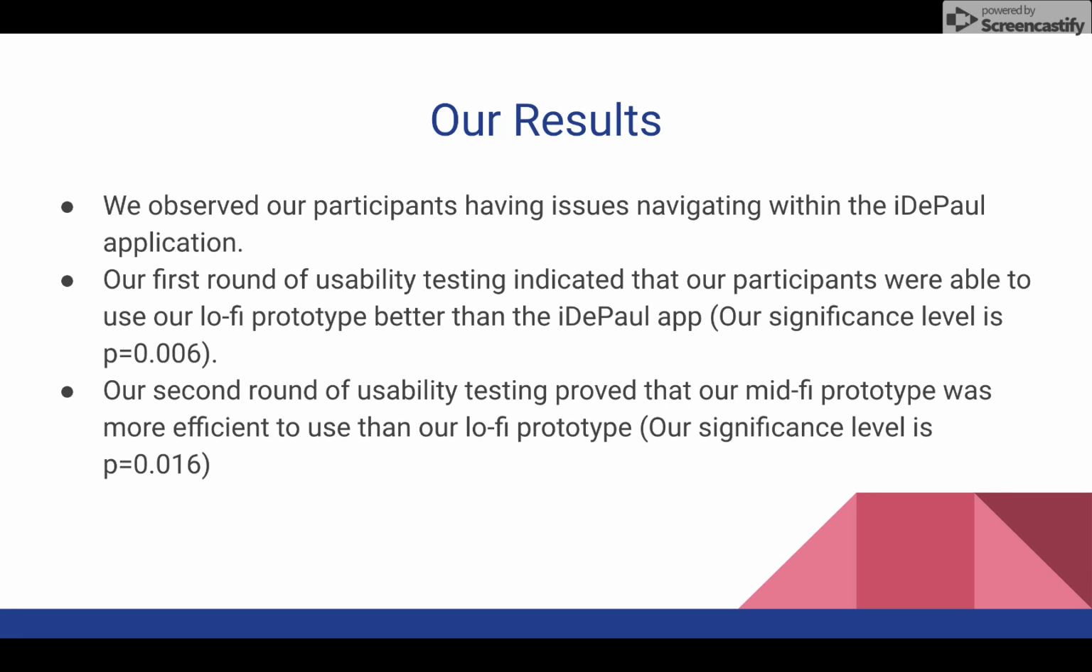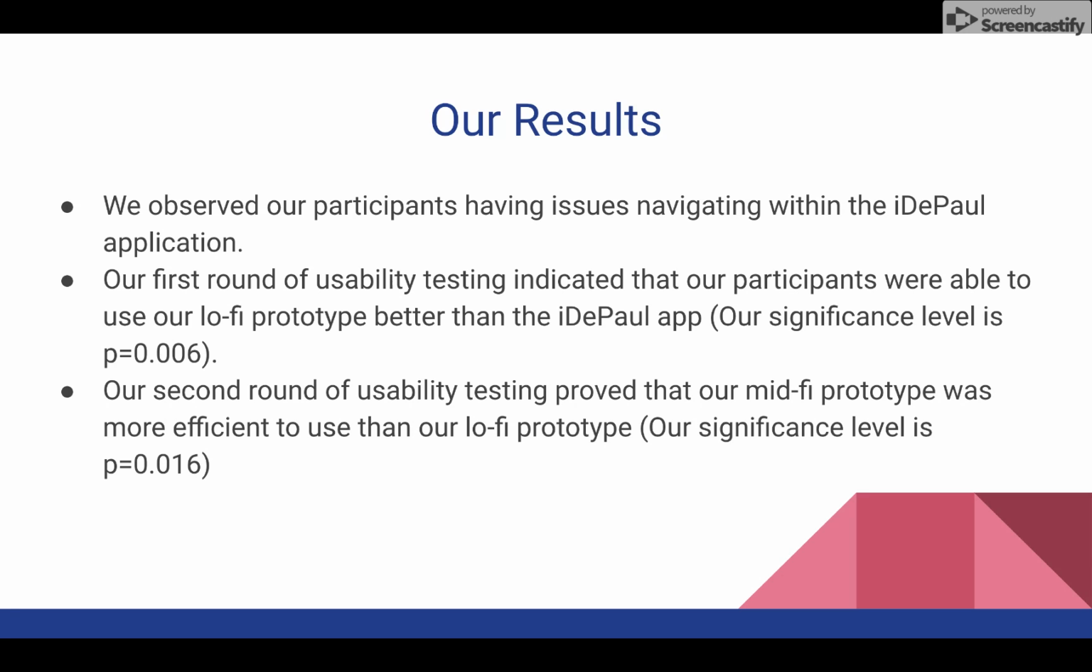Our first round of usability testing, our A/B test, we measured the ease of use score. And from this, we found that our participants were able to use our lo-fi prototype better than the iDepaul app. That significance level was p equals 0.006. The average use for the lo-fi across all users was a 4.6. And just generally speaking, users reported that they felt less frustrated when using our prototype.